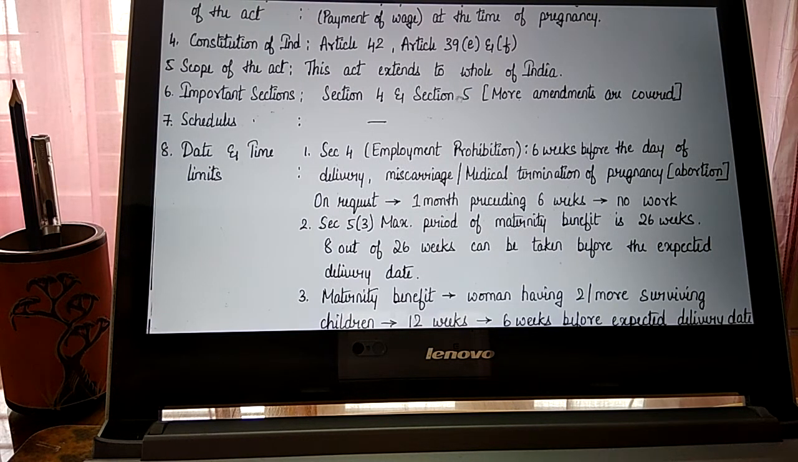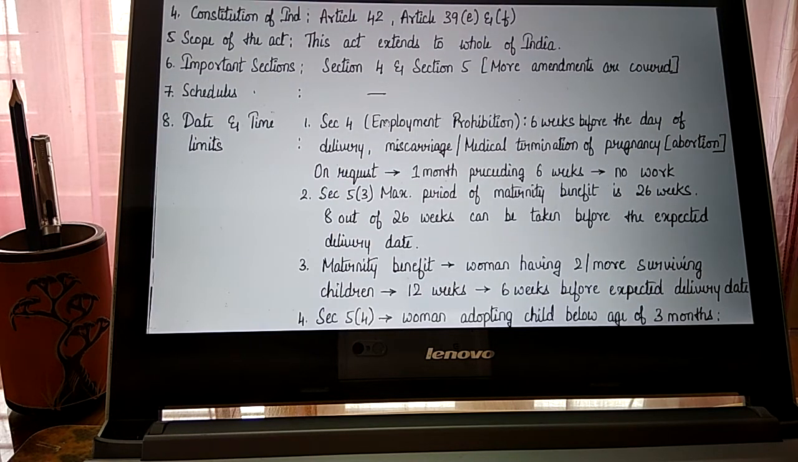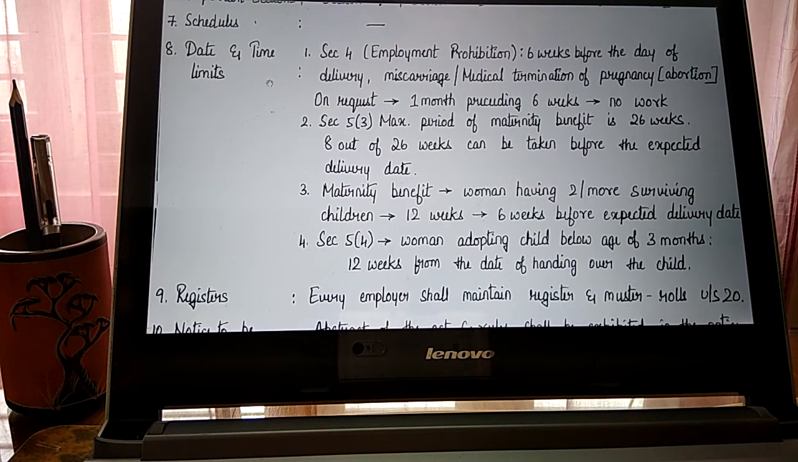Section 4 and 5. And when we say this, you can present it like this over here, or you can even give a brief of those sections about what is section 4 and 5. Schedules. In this act, there is no schedule which is given in the book, so we don't have to worry about schedules. The next important thing, date and time limits.